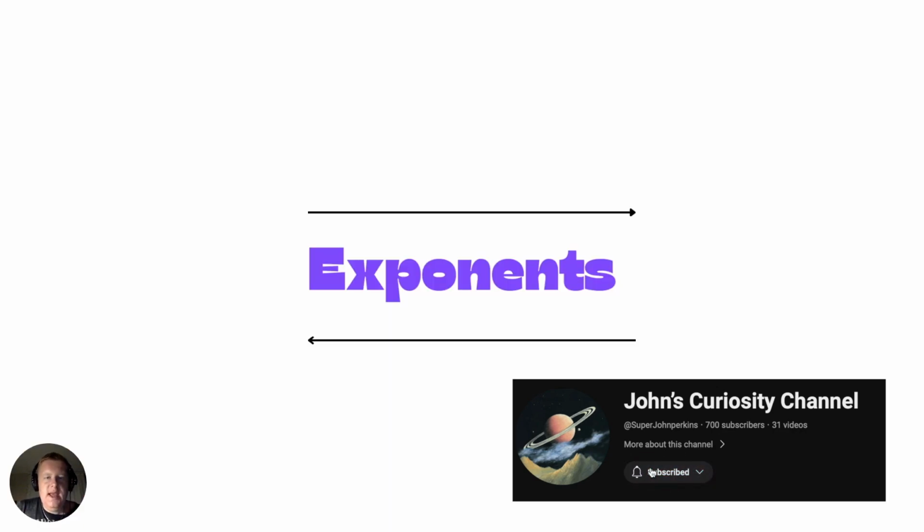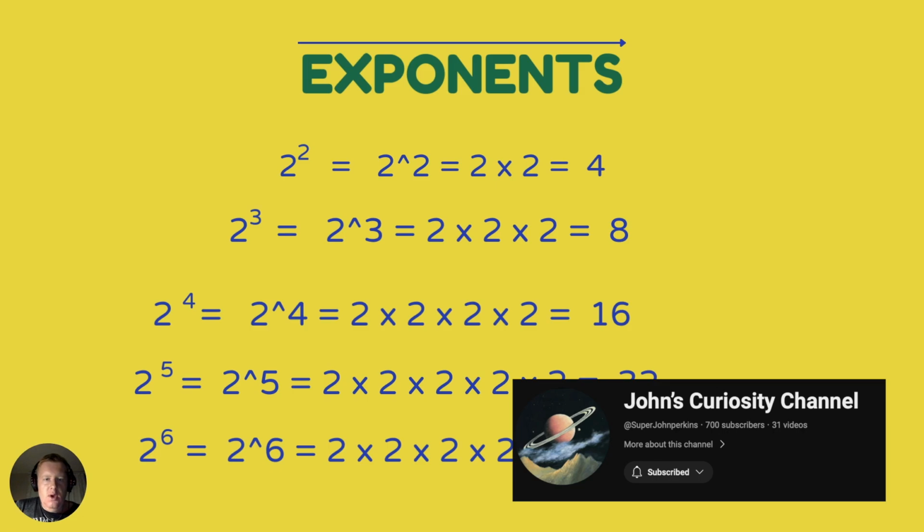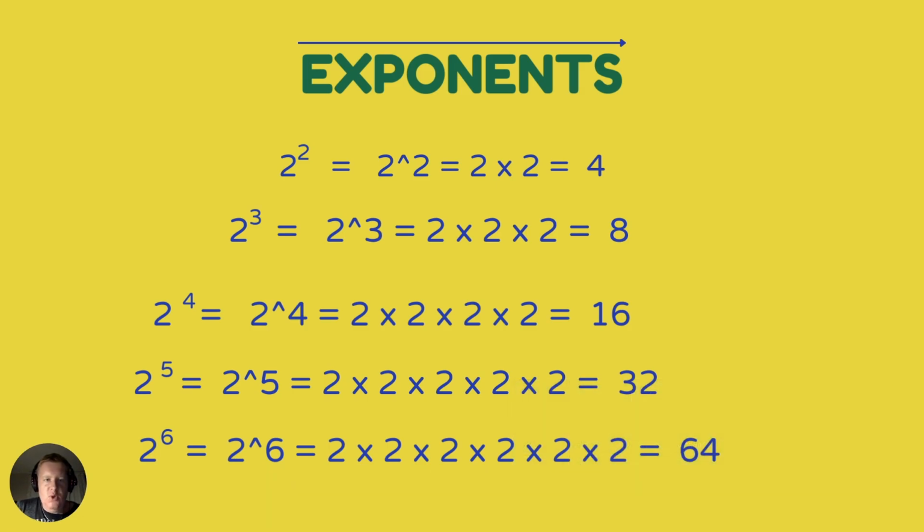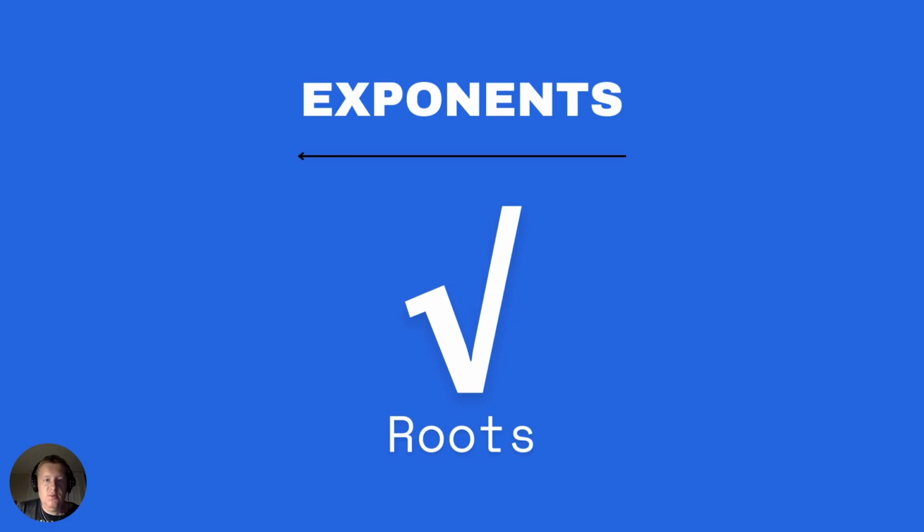Today we're going to talk about exponents again. Remember in the last video we talked about how exponents work. For example, 2 to the power of 2 equals 2 times 2 equals 4. 2 to the power of 3 equals 2 times 2 times 2 equals 8, and so on. And remember, we used the caret symbol to represent the exponent as well. But in this video today, we're going to talk about roots.